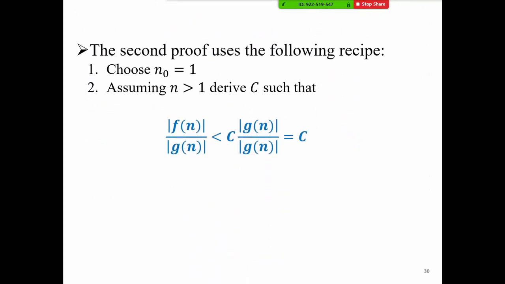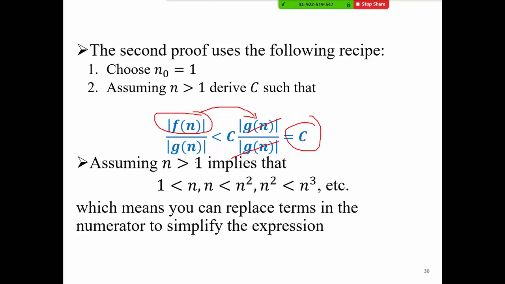So the second proof used the following recipe. You have f of n divided by g of n for c, and then you make the f of n on the top similar to the g of n, so you can get rid of them to find the constant c.